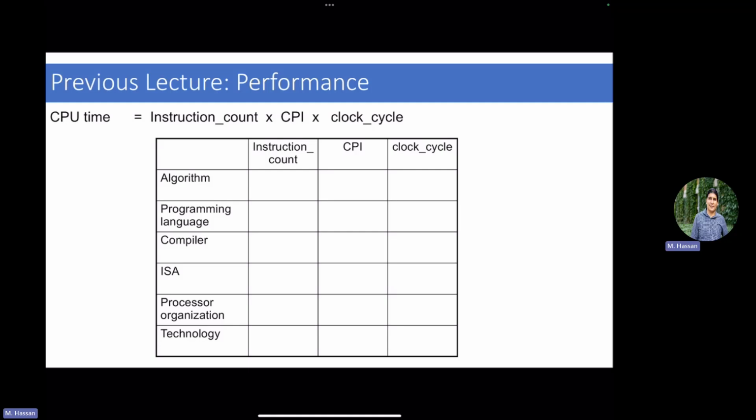But distilling the software and the hardware, maybe we go to the next step and say, here in this table, what is the software and what is the hardware? Where should I put the line? If I have all these algorithms, programming languages, compilers, ISA, organization, technology, where should I draw the line in the sand to separate the two worlds, software and hardware?